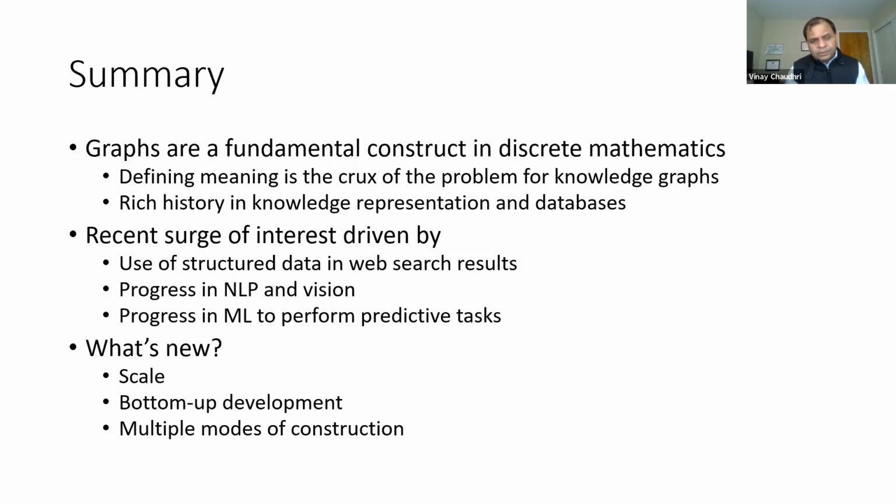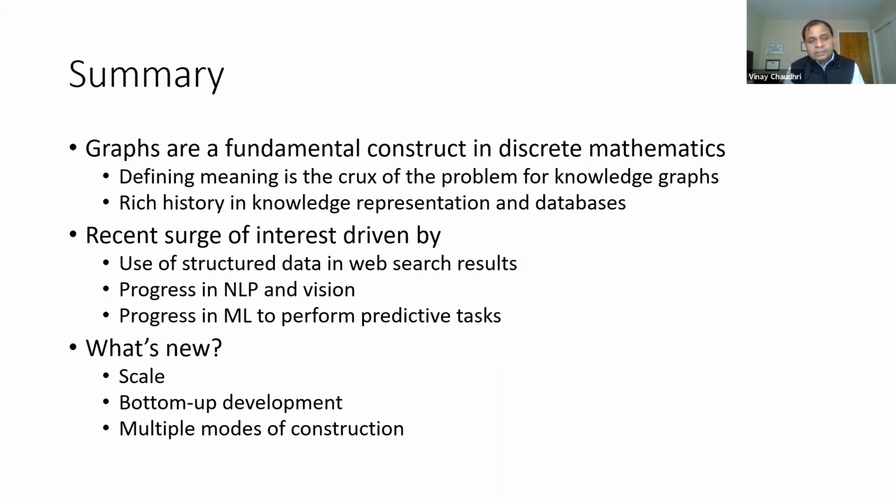So to conclude, the final point, what's new? What's new in all this? And I want to summarize that in basically 3 main points: scale, bottom-up development, and multiple modes of construction. By scale, I mean that even though directed labeled graphs have been used for a long time, the scale at which they are being constructed now, for example, as in Wikidata or in many NLP and vision tasks, that's new. I mean, we've not had knowledge graph representation or directed graph representation used at that level of scale.